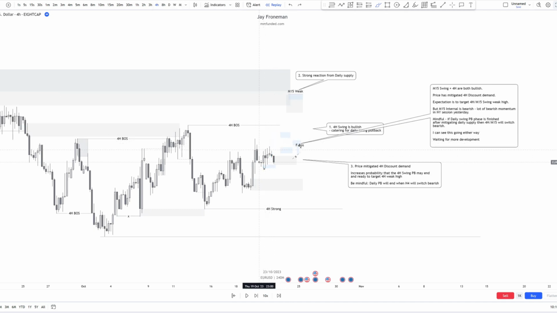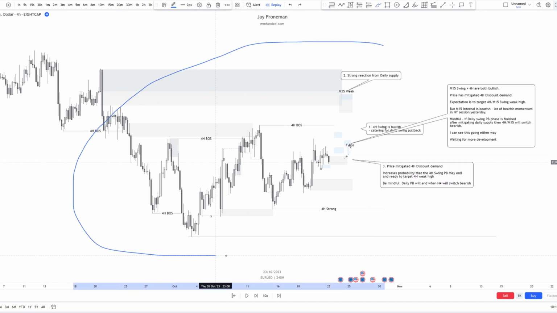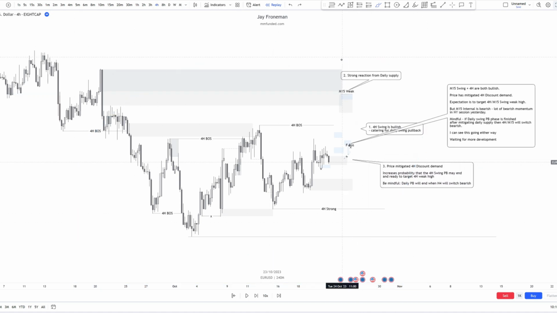Our 4-hour structure was bullish, understanding we've had this 4-hour break of structure to the upside, this 4-hour pullback mitigation into demand. So all of this was in line with the higher time frame intention to continue targeting these week highs. And also understanding all of this is a part of a daily pullback phase. And we know that price is due for more of that daily pullback.